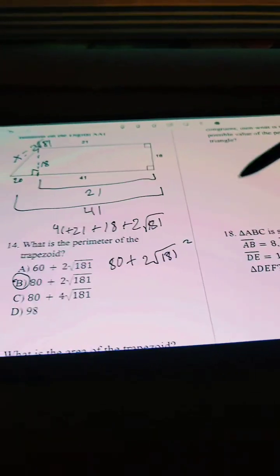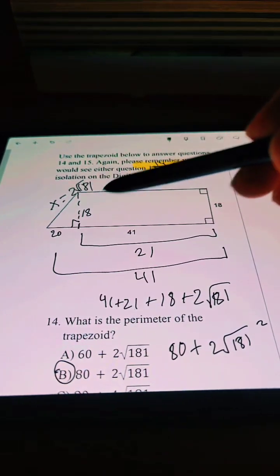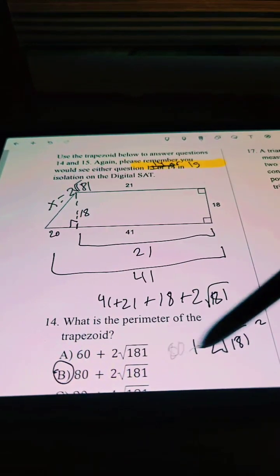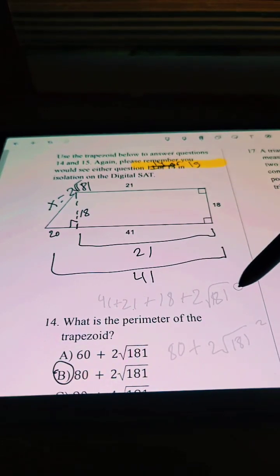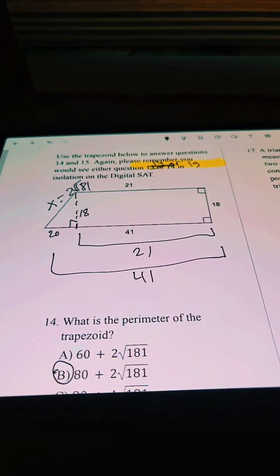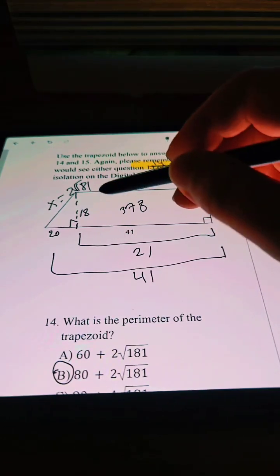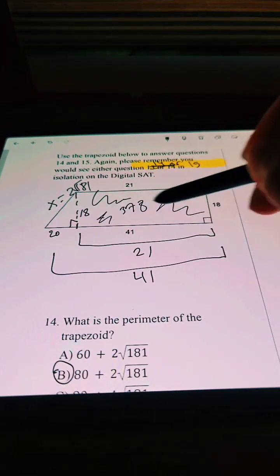So what is the area of the trapezoid? The area is going to be the area of the rectangle plus the area of the right triangle right over there. So the area of this rectangle is just going to be length times width. So it's going to be 21 times 18. Because I'm lazy, I'm using a calculator: 378. So this area, just the rectangle, is 378.